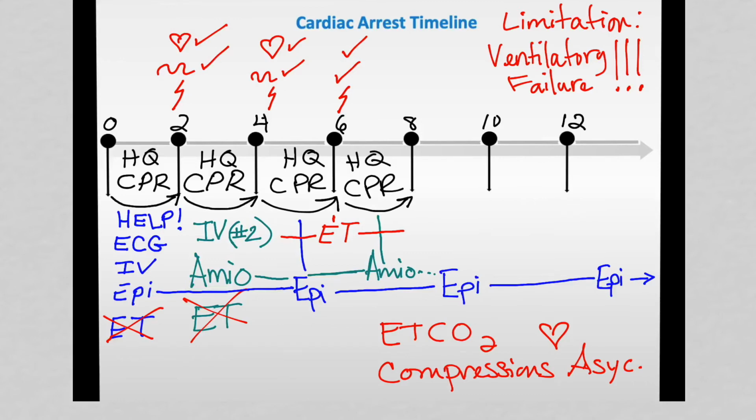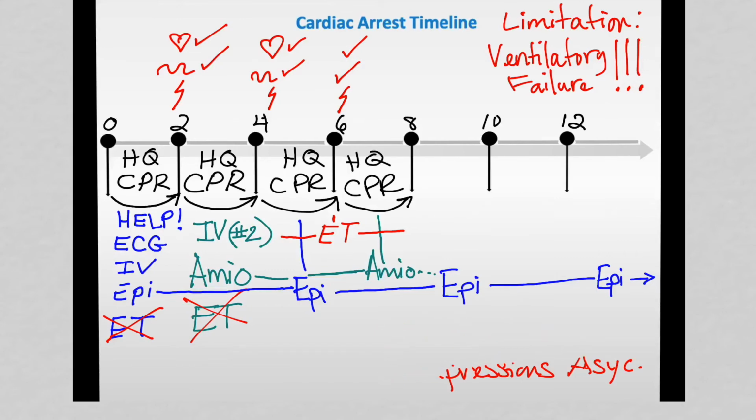So endotracheal intubation, absolutely indicated somewhere in this 4 to 8 minute window. Not the best plan at the 0 to 2 and not the best plan at the 2 to 4. But the big limitation here is if there's ventilatory failure, you need to put in an airway at the soonest possible opportunity. All right, so let's move on.